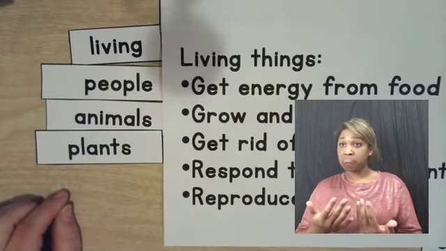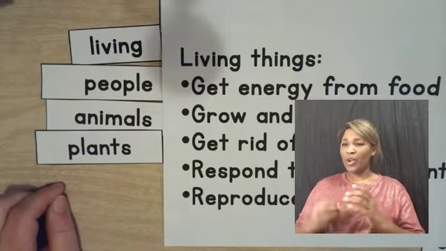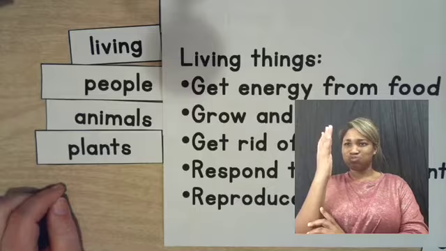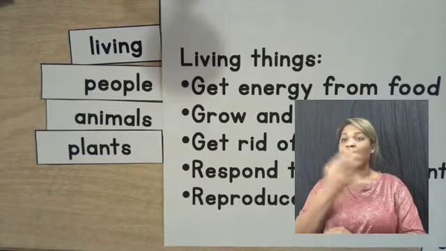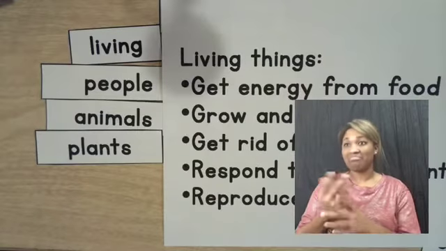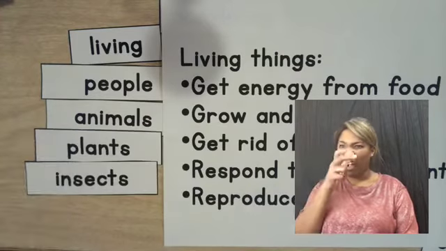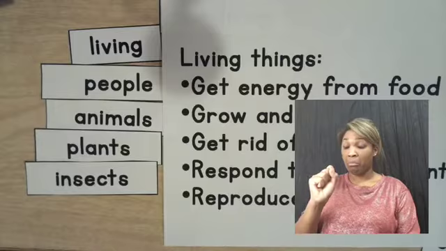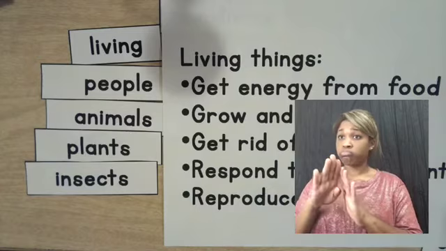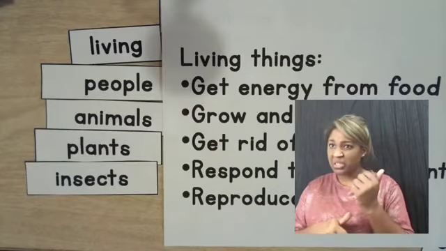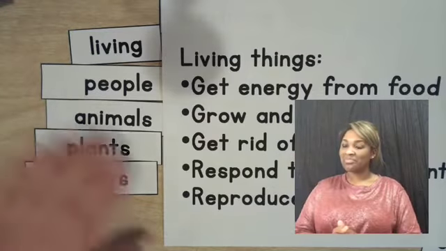What about plants? Well, plants get energy from food. They grow and they develop, get rid of waste, respond to the environment, and reproduce. Insects get energy from food. They grow and develop. They get rid of waste. They respond to the environment, they reproduce. So, those are the living things.